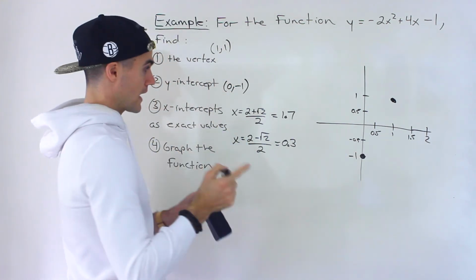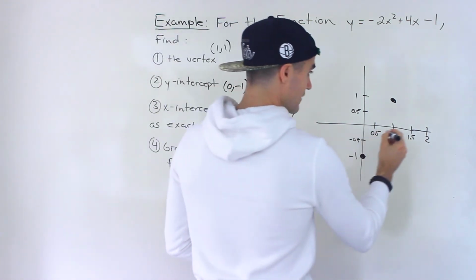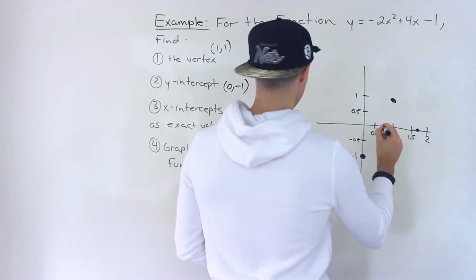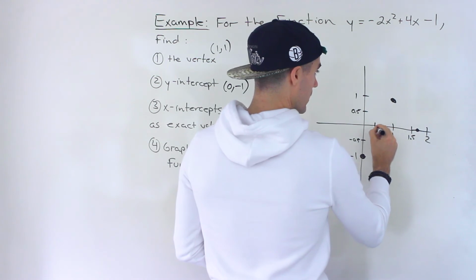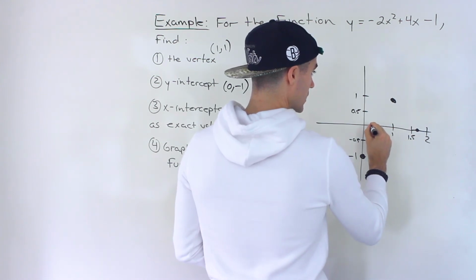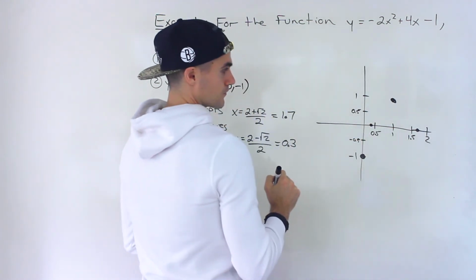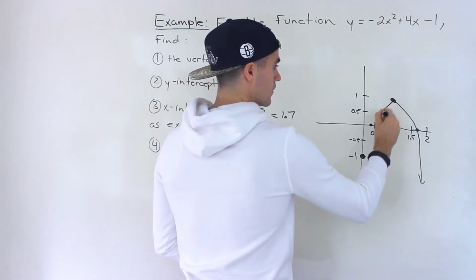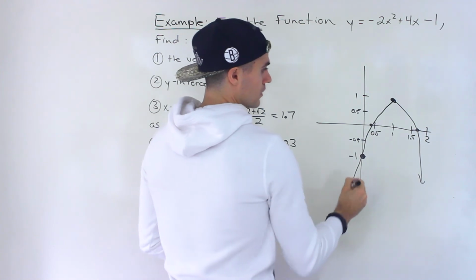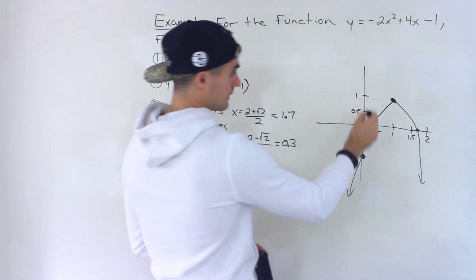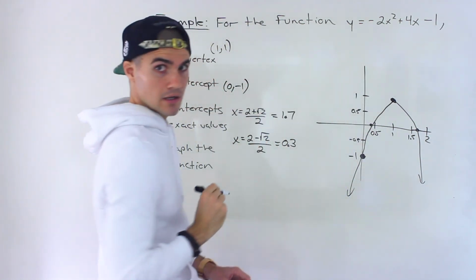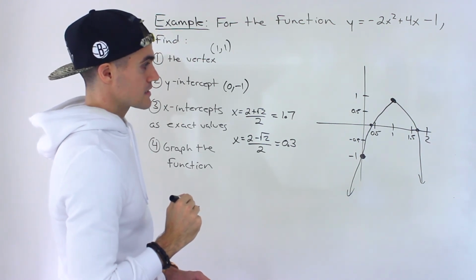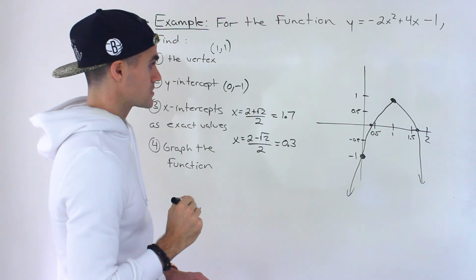And then the two x-intercepts, 1.7 would be about over here. And then 0.3 would be about over here. Right, so connecting everything, we'd end up with something like that. And this does open down because that a value is negative. Right, so that's how the quadratic would look approximately.